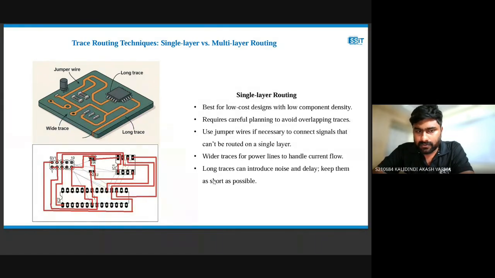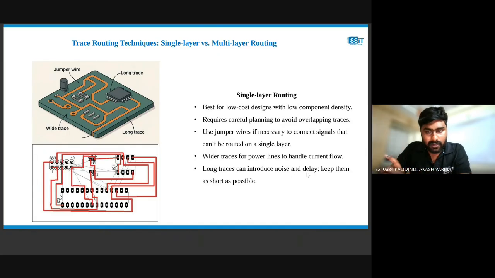I already told you that long traces can introduce noise and delays. We can make higher-density components in a single layer also, but the noise immunity will be lesser and the delay in the signal will increase. So delay will take place. We need to maintain the components as close as possible.